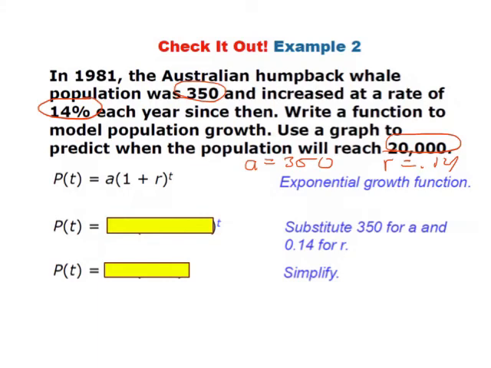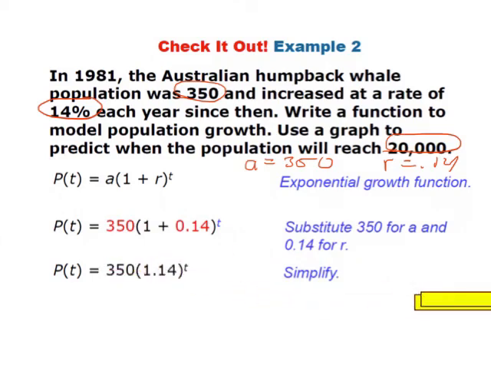All right, now that you've done this one, this is what it should have looked like. You should have plugged 350 in, and the 0.14, and then you can simplify that a little bit. So you're going to get 350 times 1.14. Noticing here, this b value is greater than 1, so you know it's going to be increasing.